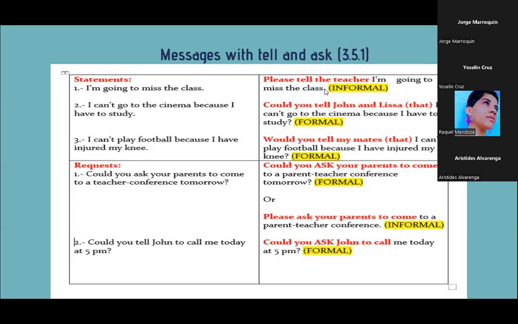Mm, the difference. You are not using a can or would. Okay, we have this too. But what I want you to notice is that in the book, we have, please tell the teacher that I'm going to miss the class. The word that is optional. Okay? The word that is optional.